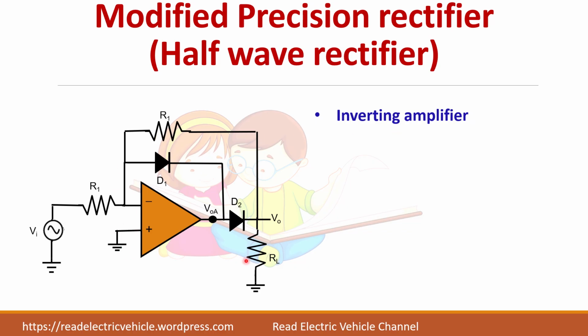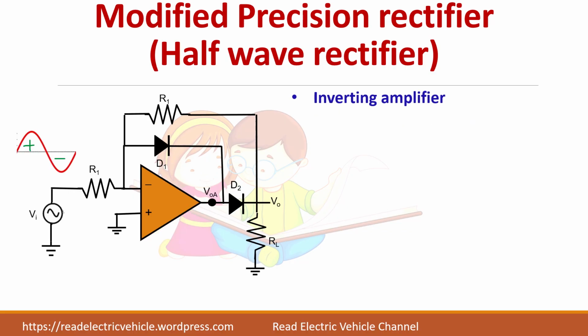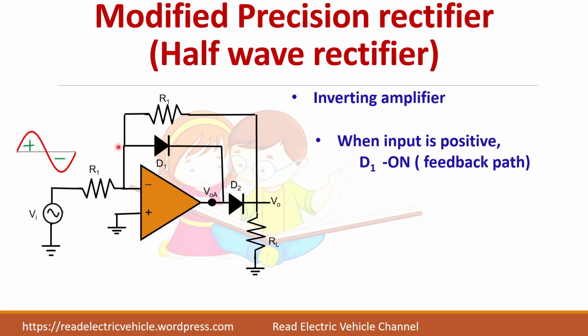So let us see the operation of this rectifier. Now during the positive half cycle, you can see the positive voltage is connected to this pin. So this diode D1 will be on, that is, the feedback path will be established because of this diode. Whereas the output voltage, this voltage, will be negative, so this diode D2 will be off. So here there is no path. The output voltage is connected to the ground, so V0 is equal to 0. During the positive half cycle, the output voltage is 0.